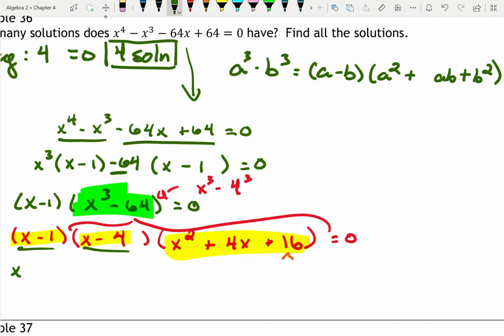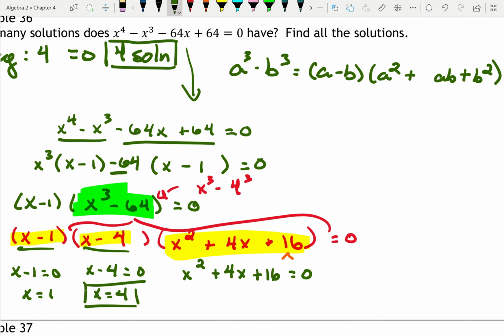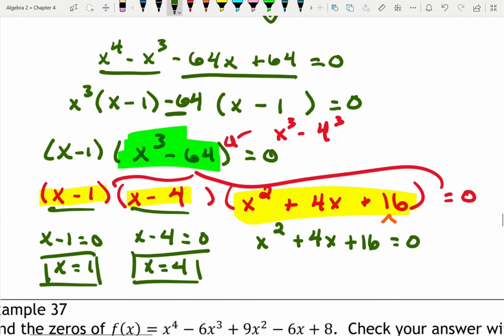So we're going to say x minus 1 equals 0, x minus 4 equals 0, and then x squared plus 4x plus 16 equals 0. In the first two, we get x equals 1 and x equals 4, and I'm going to circle those. So there are 2 solutions, and we remember that there are supposed to be 4 solutions total. This last one is quadratic because it has degree 2, so it has to have 2 solutions contained within it.